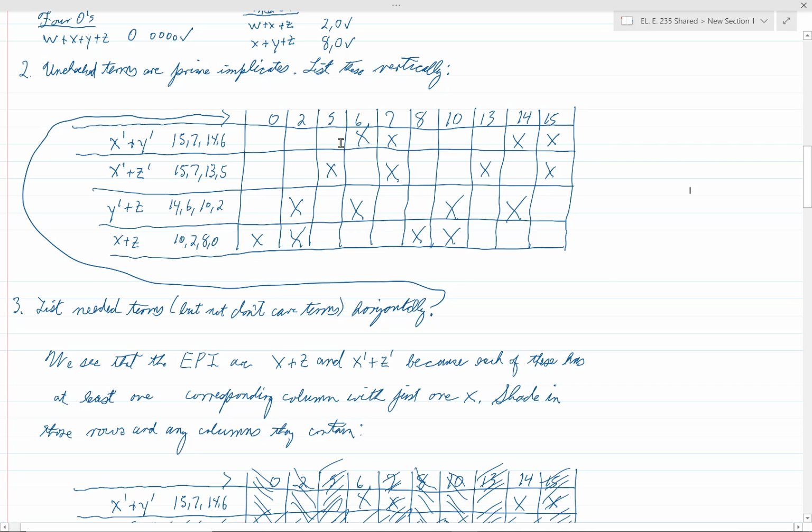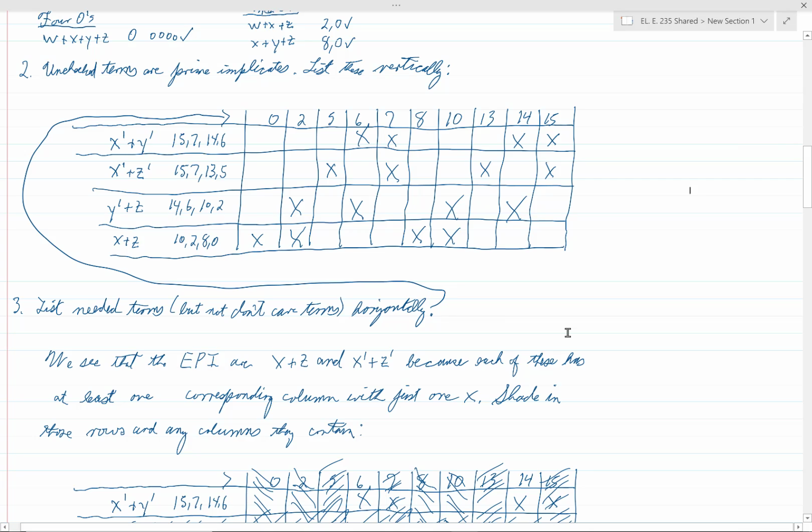Likewise, this X alone in column 5 tells us that the only way we can account for max term 5 is by including this prime implicate, X prime or Z prime. So X prime or Z prime is also an essential prime implicate. But now this X right here is also alone in its column, but that's also X prime or Z prime, so that doesn't give anything new. So we see that X prime or Z prime and X or Z are the two essential prime implicates.